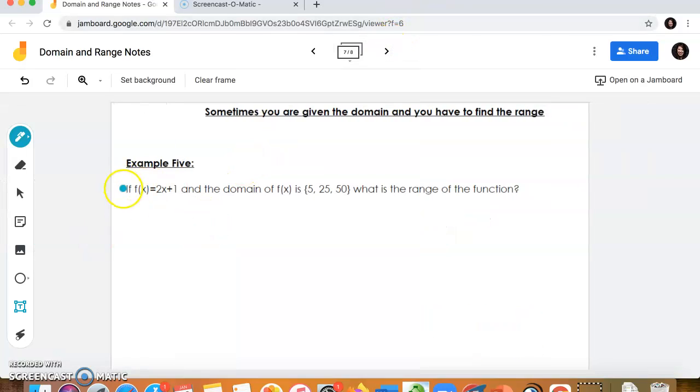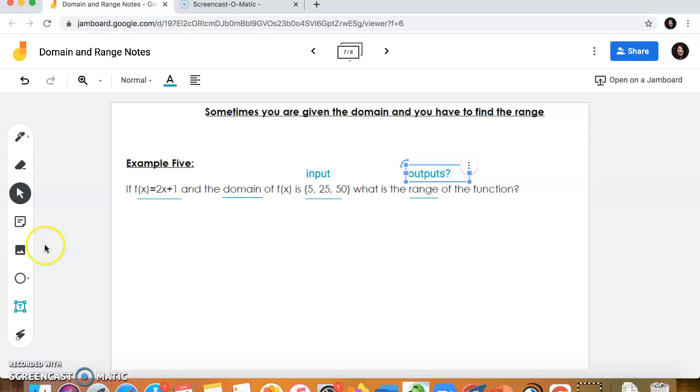Now this one is a little bit different. It says if you have f of x equals 2x plus 1, and it gives you the domain right here. This is the domain. It's asking what is the range. So if you remember, domain is input, so we need to find the outputs. Okay, so we're going to take our function.